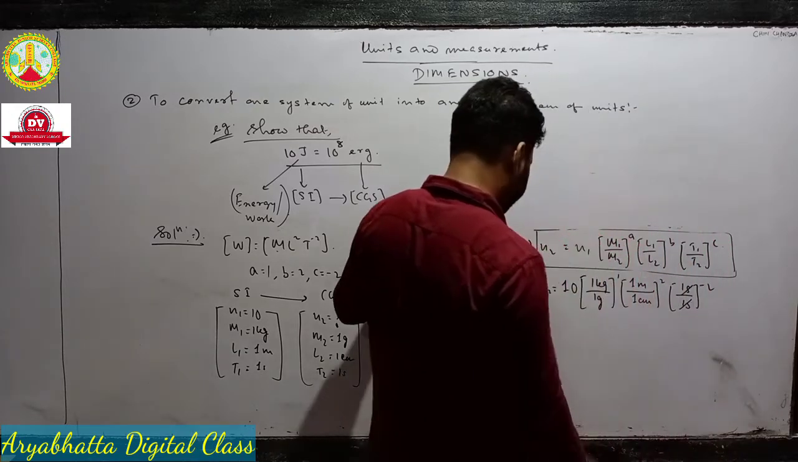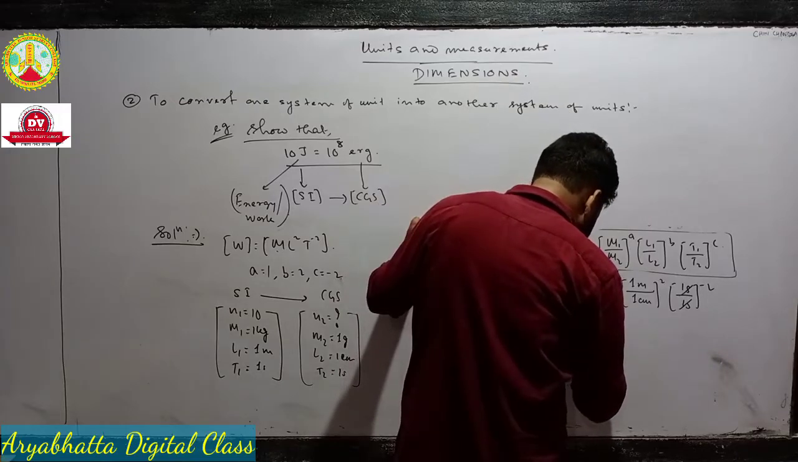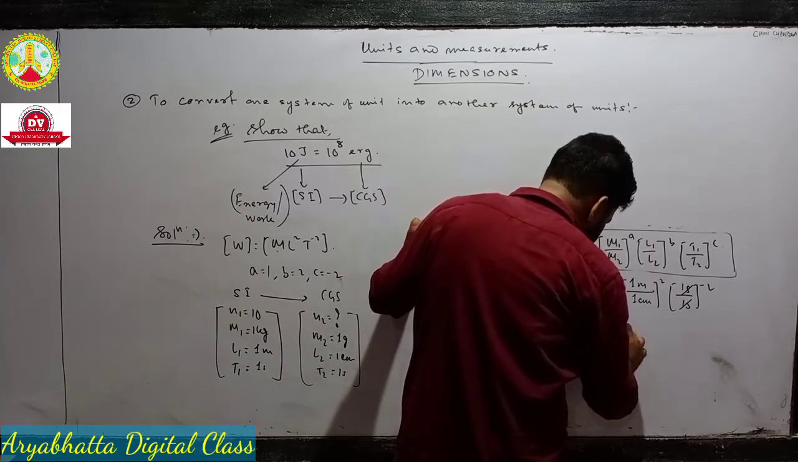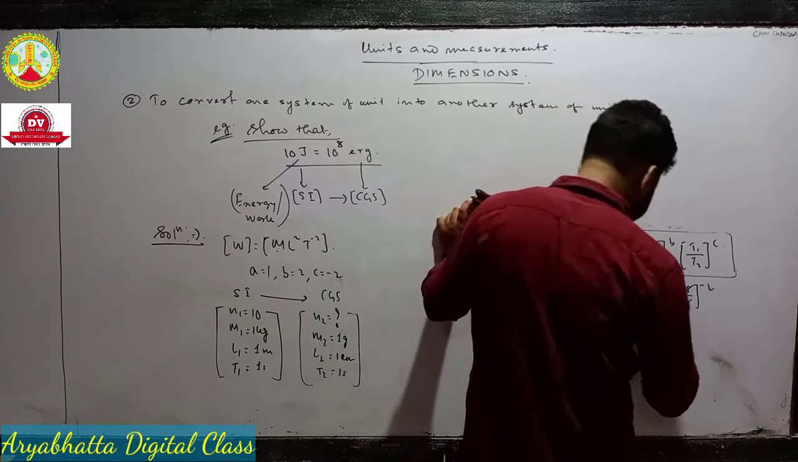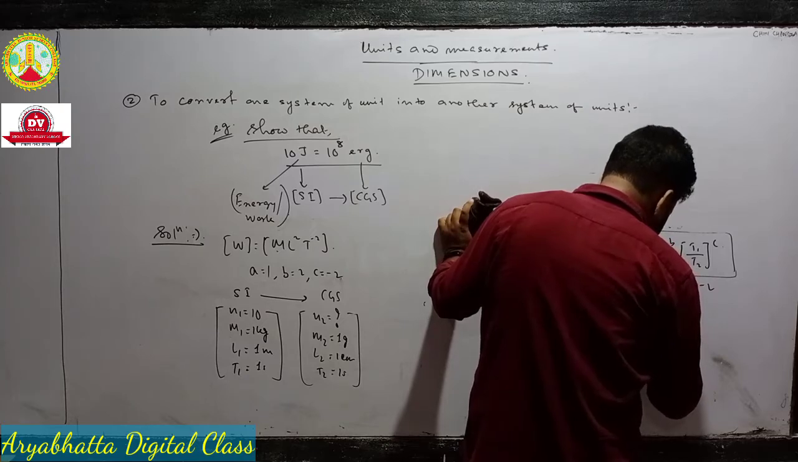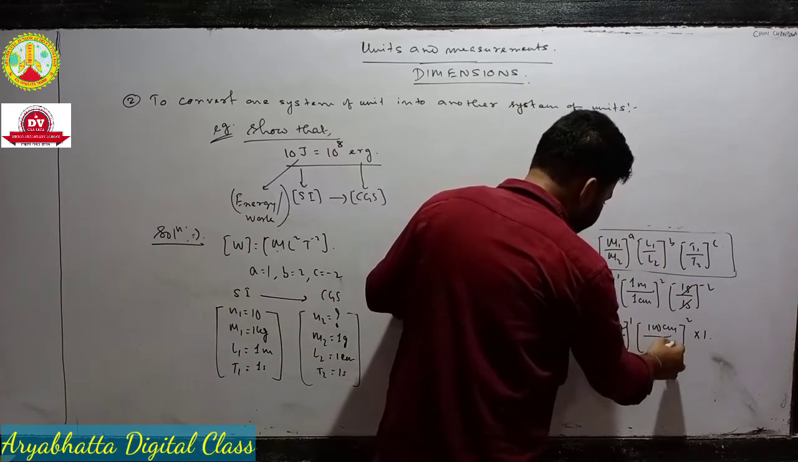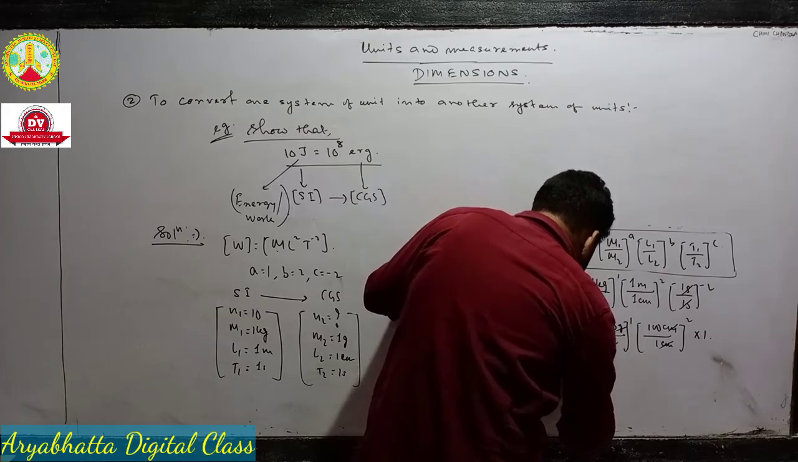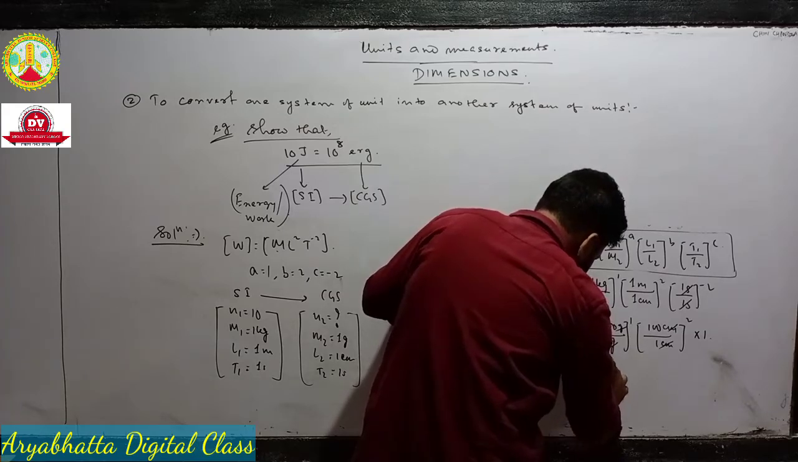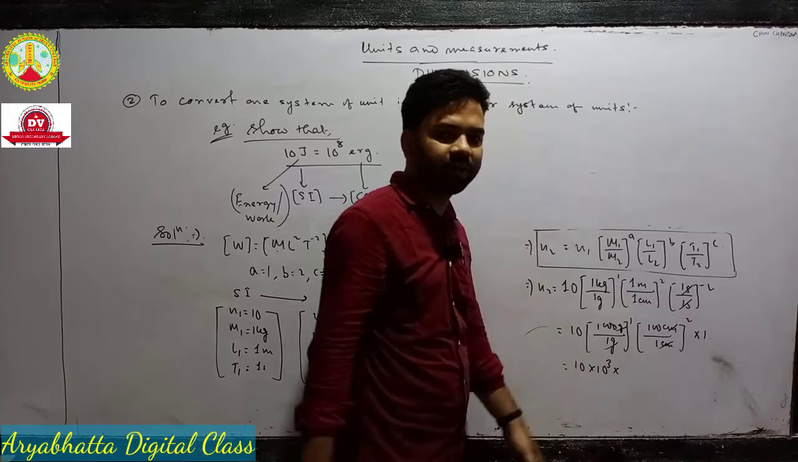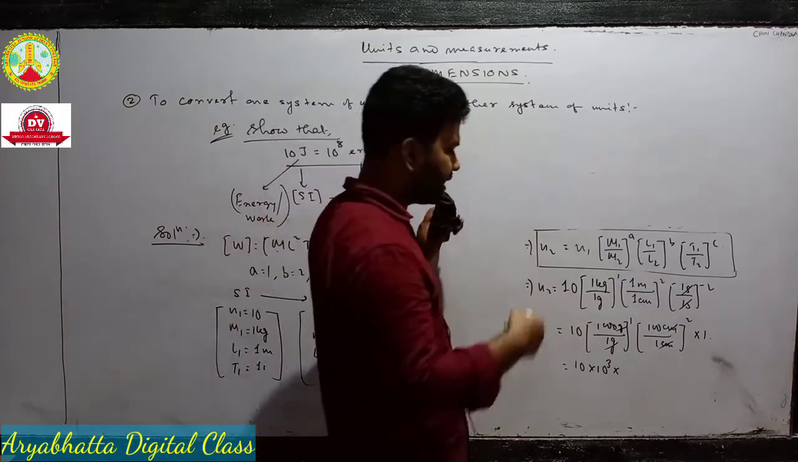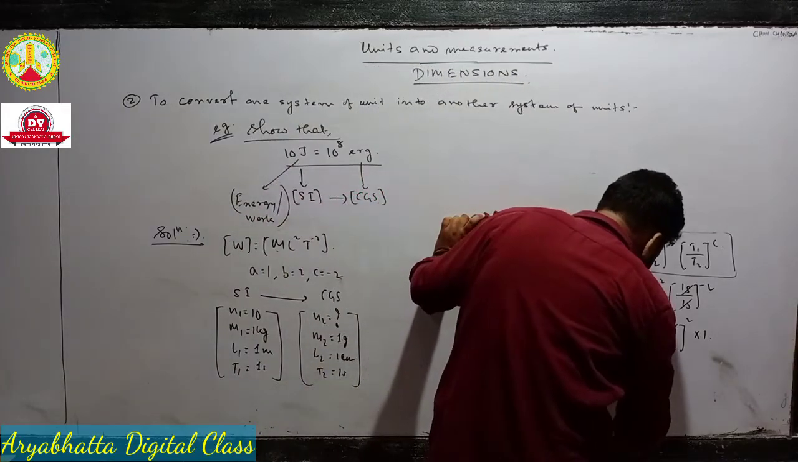Okay, so here it will be 10, 1 kg is 1000 gram by 1 gram to the power 1. This is 100 centimeter by 1 centimeter to the power 2 into 1. Gram gram cancel, centimeter centimeter cancel. So it will be 10 into 10 to the power 3. 100 squared. 100 is what? 10 square. So 10 square to the power square, how much will it be? 10 to the power 4. So this is 10 to the power 8.